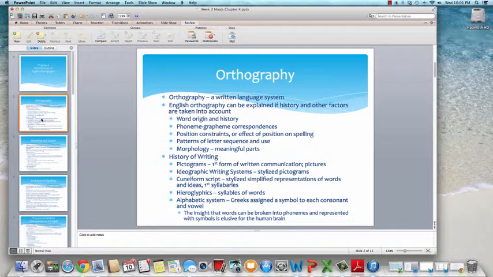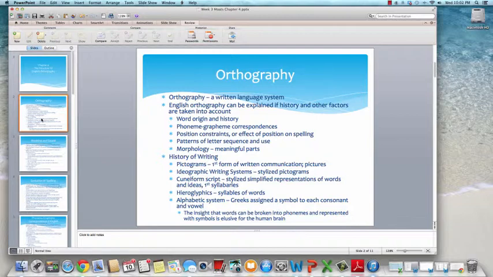From there, it moved to cuneiform script, which you've heard of before, and it's a stylized, simplified representation of words and ideas. And they also were the first syllabaries, meaning that they represented syllables of speech instead of just the whole concept or word or picture of a word. So when we started breaking things down from the whole word, the whole concept, to the syllable level, we moved more towards that phoneme level, which we have today.